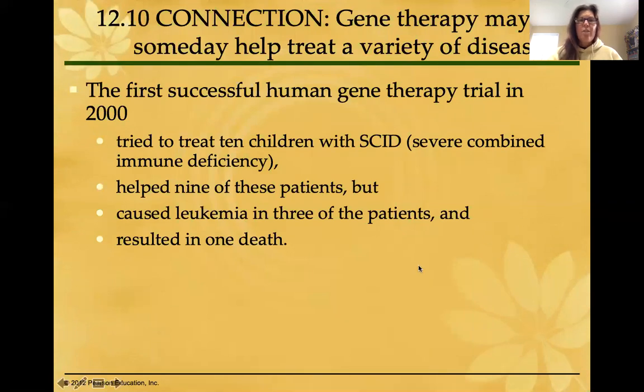So our first successful gene therapy, it's been 20 years. So you can imagine we haven't really cured genetic disorders, right? It's still something in its infancy. They tried to treat 10 children with what's called severe combined immune deficiency. These are those kids that have to live in the bubbles where they have no immune system. It did help 9 of the patients, but it caused leukemia in 3 of them, and 1 of them did die. The problem we have is we can't control where that gene gets inserted into the cell's DNA. If it gets inserted into a gene that your cell needs, then it will not work properly. And in this case, it resulted in death. So, like I said, we still have a long way to go in this particular area of science.